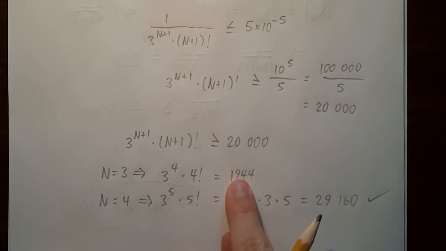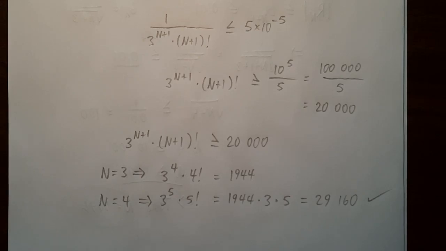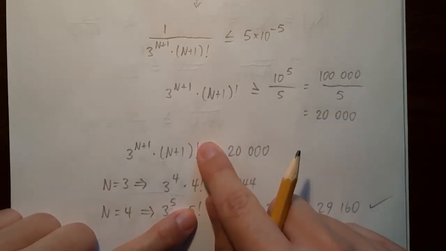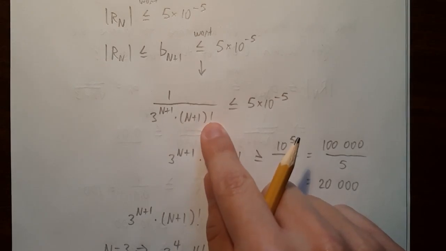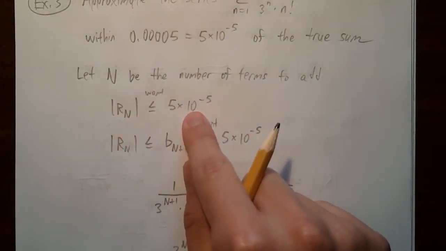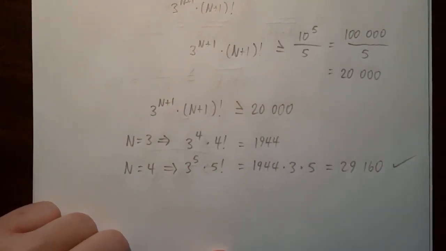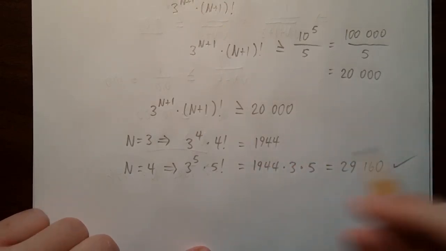N equals 3, we were below it. N equals 4, we are above it. And certainly if we go any higher, we're just going to get exponentially, factorially bigger than that. So, yep, I think we found it. N equals 4 is the smallest value of n that will make this inequality true, and hence that inequality, and hence this one. So in that case, we need to add up 4 terms.